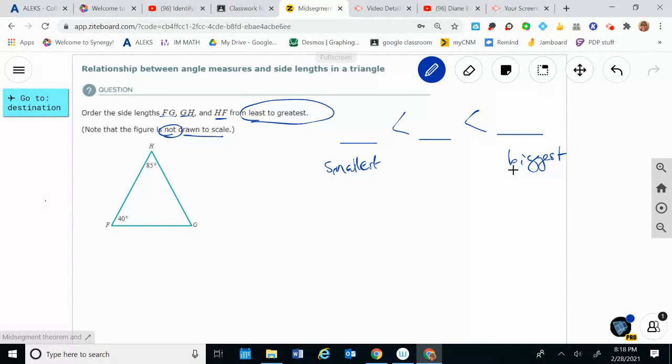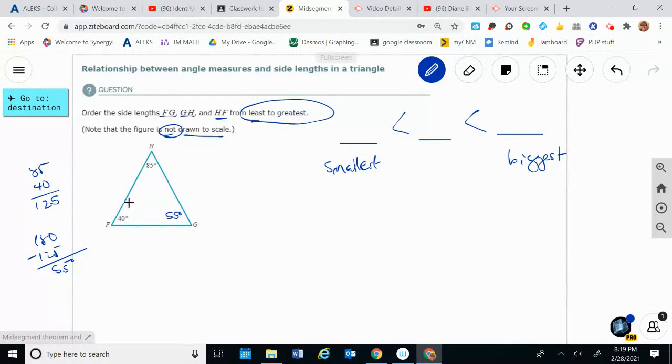Imagine this angle is 40 and this is 85. You're missing one, so you have to figure that one out. So 85 plus 40 is 125. 180 minus 125 is equal to 55, if I did that right. Now we have all three angles. You need to get all three first because you can't order the sides without them.